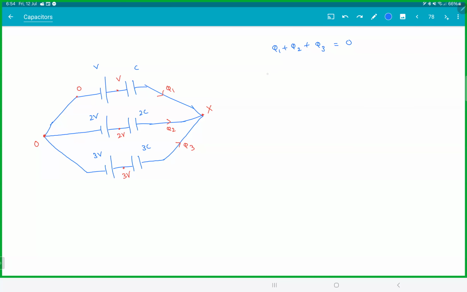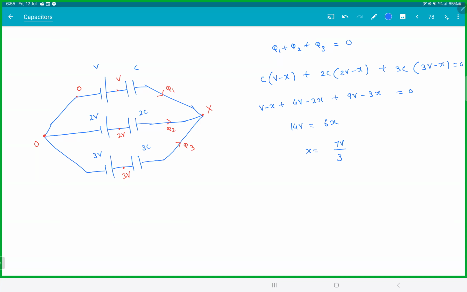So what is Q1? Capacitance C, potential initial minus final. So we are going from V to X. That's what you assume. So V minus X. Q2 is again 2C capacitance, 2V minus X. Q3 is 3C, 3V minus X is equal to 0. C goes off. V minus X, 4V minus 2X, 9V minus 3X. This is 14V. Numbers are not that great, but yeah. X is equal to 7V by 3.